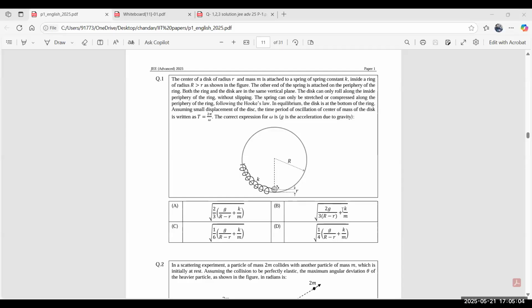Hello students, here I am bringing you the solution of JEE Advanced 2025. These are well explained and detailed solutions of each and every problem of paper 1.